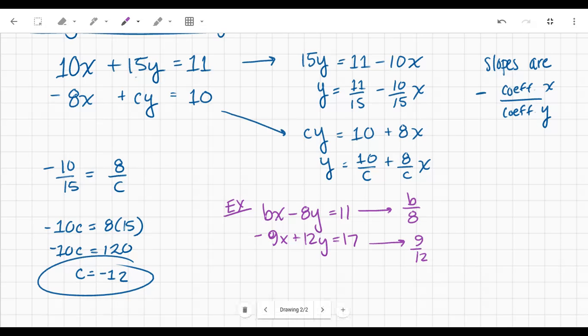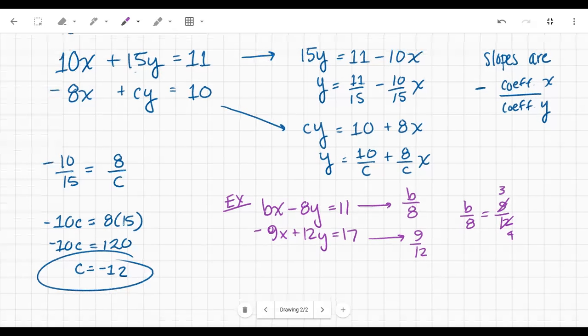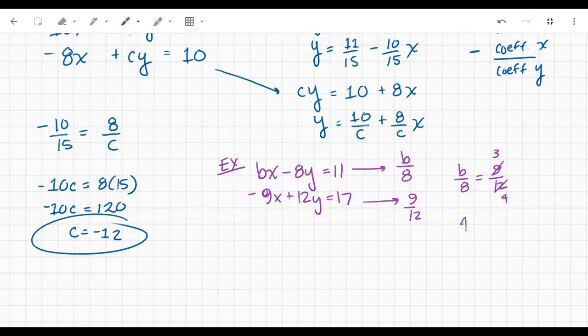So we set those equal to each other. b over 8 equals 9 over 12. If you want to, you can reduce 9 twelfths, divide by 3, and you get 3 fourths. Just makes it a little smaller numbers to work with. So 4b equals 24, which means b equals 6. And that's it.